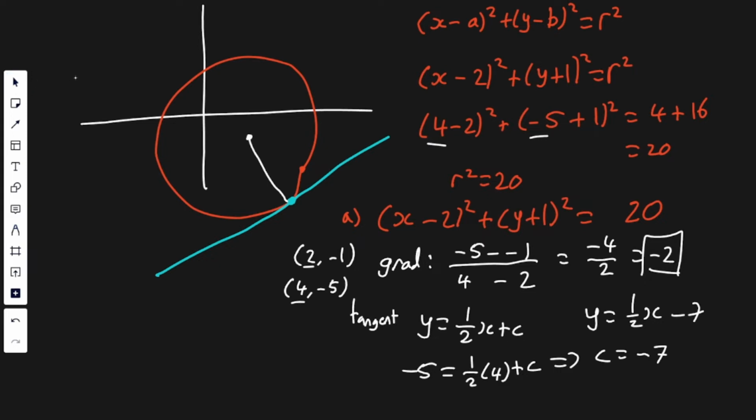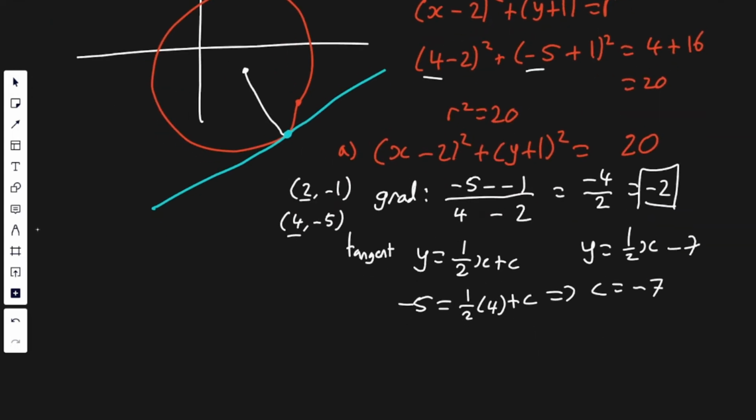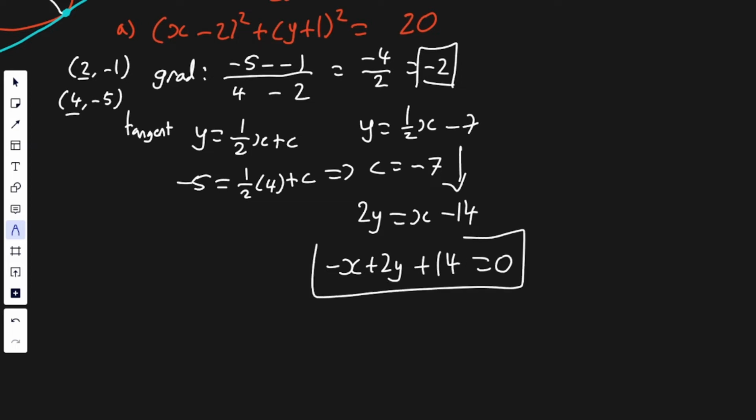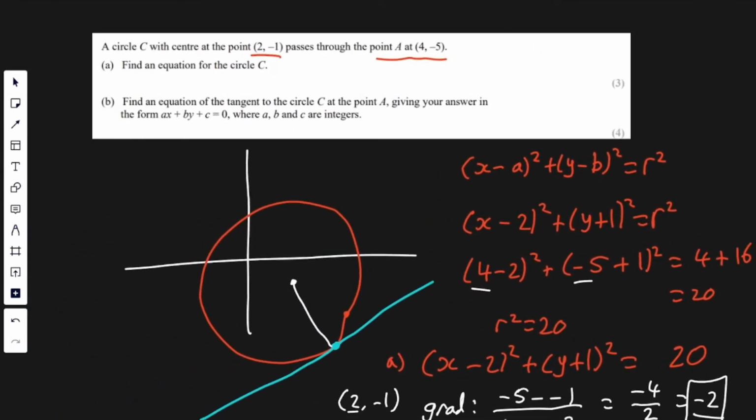Now we should probably look up, is this what they want? They want it in this form where they're all integers. So first of all, I'm going to get rid of my fraction. My only fraction is a half, so I'm going to multiply both sides by 2. Like so. And then finally, I'm going to bring everything to one side, giving me -x + 2y + 14 = 0. And we're done. Now if we go back up, 7 marks, not bad.